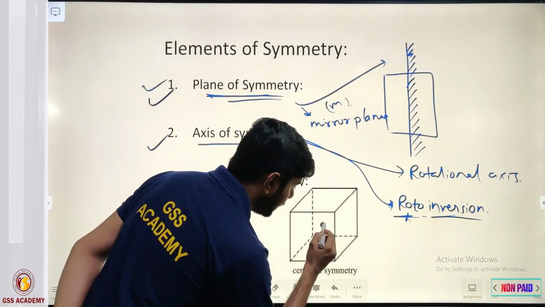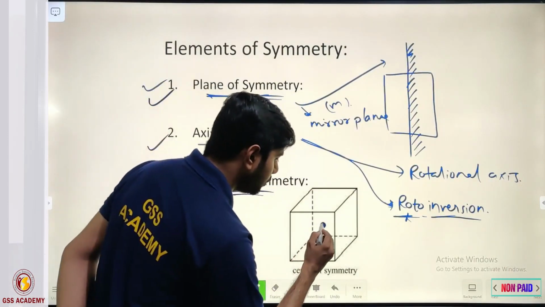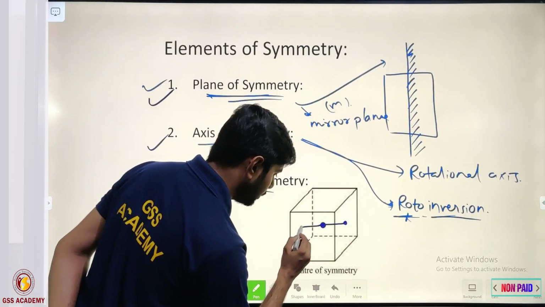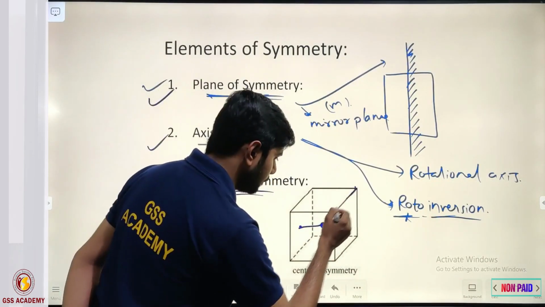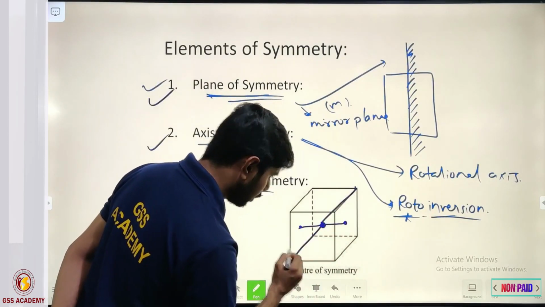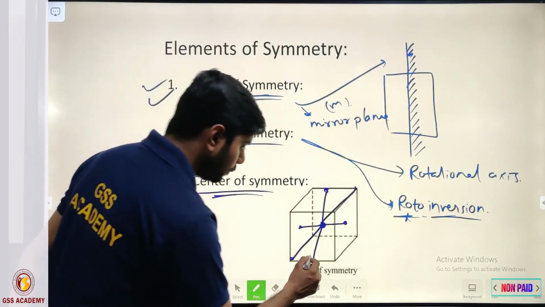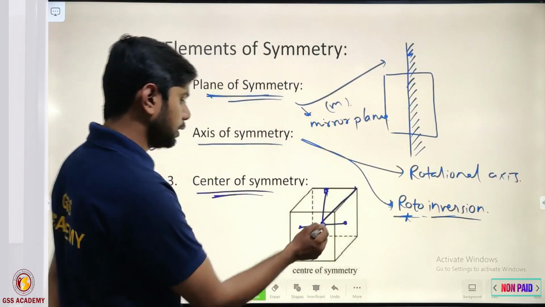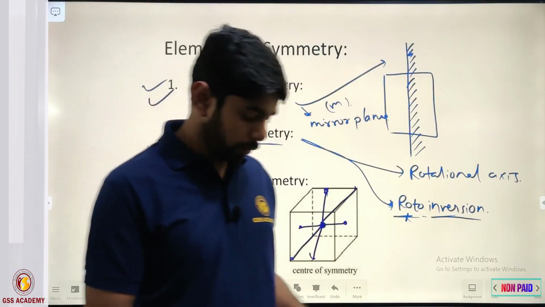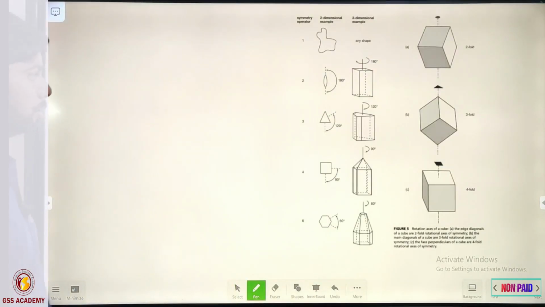Let's assume that this is the center of symmetry. It will be equidistant from this face as well as this face, which are opposite in nature, this corner as well as this corner, this edge as well as this edge, which are opposite in nature. So that point will be considered as the center of symmetry of a particular crystal.